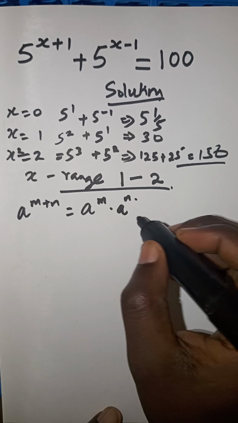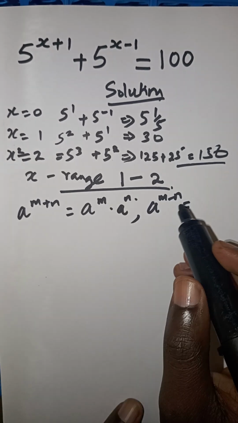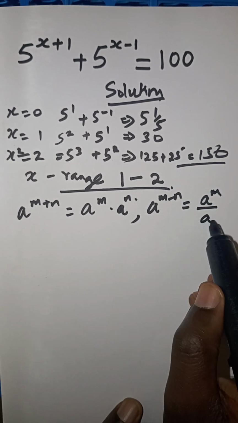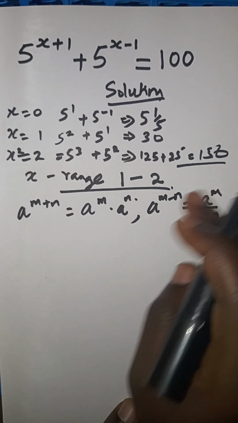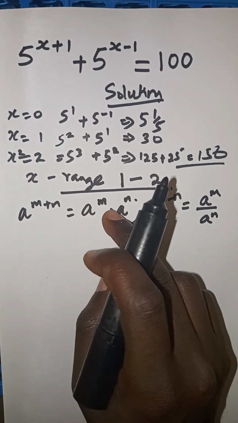And when you have a raised to m minus n, then according to the law of exponents, this gives me a raised to m divided by a raised to n. So when it is subtraction, it is division. When it is addition, it is multiplication.